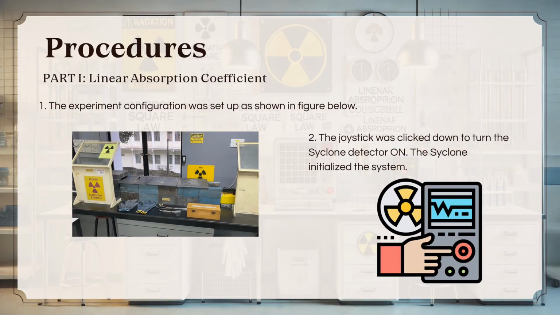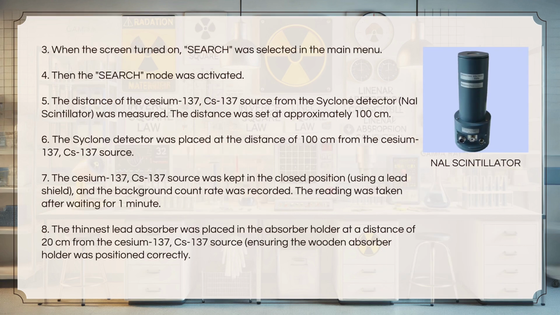Next, we will discuss the procedure. These are the steps we follow to complete the experiment. Part 1, linear absorption coefficient. Begin by setting up the experiment. Place the cesium-137 radioactive source and the cyclone detector at a fixed distance of 100 cm. Turn on the cyclone detector and measure the background radiation with the source shielded by a lid cover. Record the background count rate.